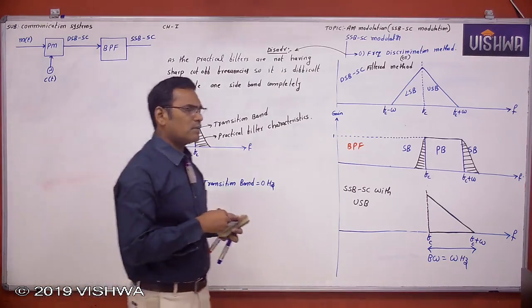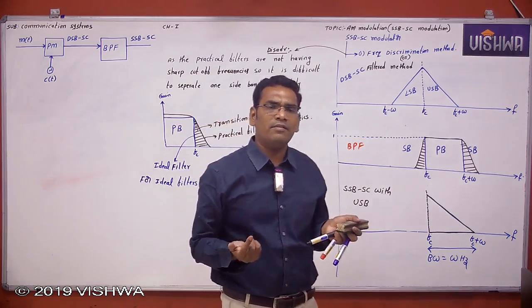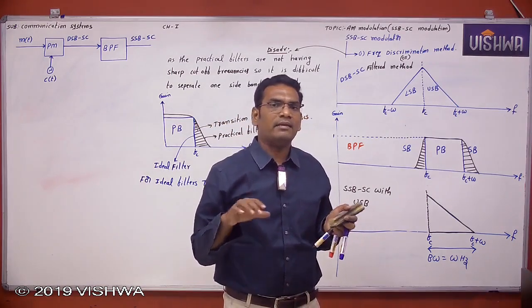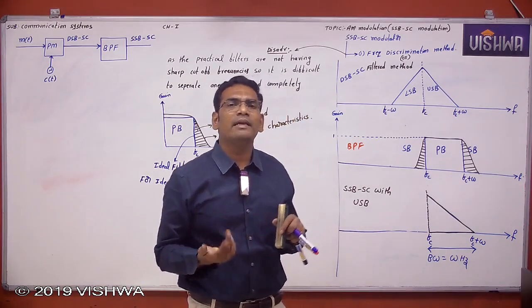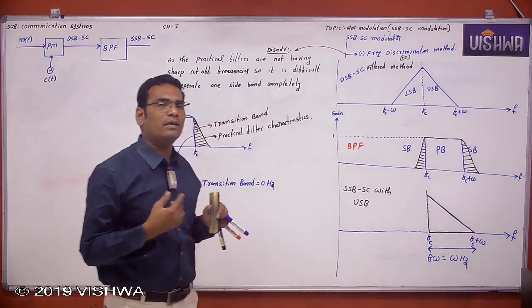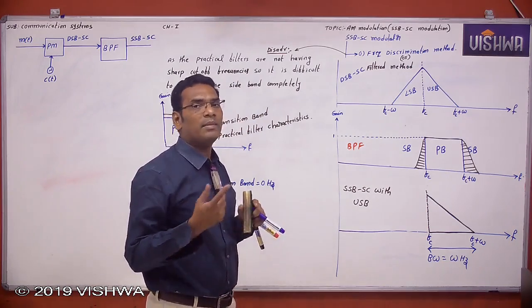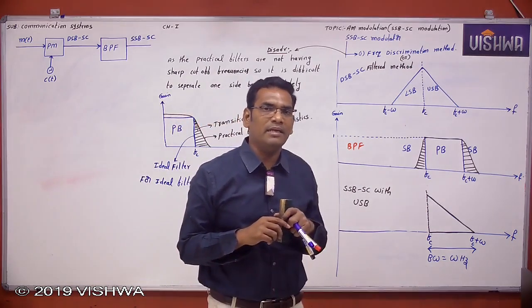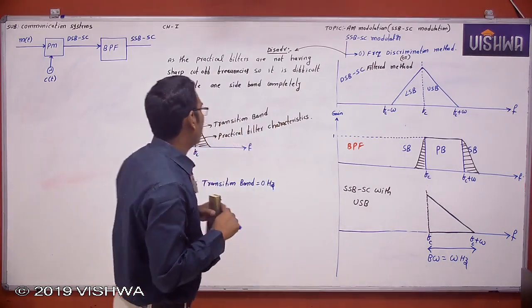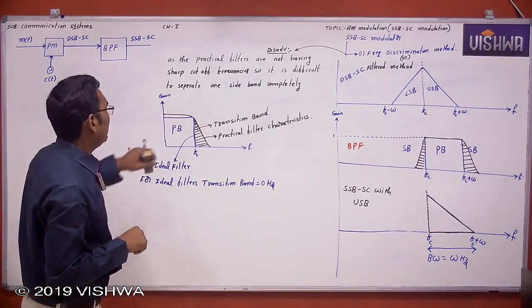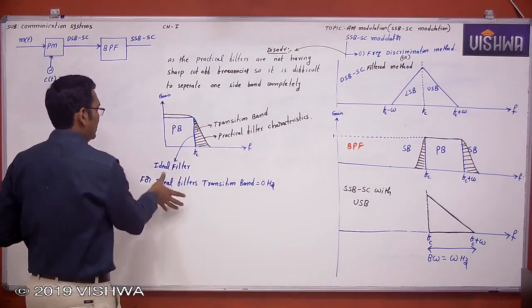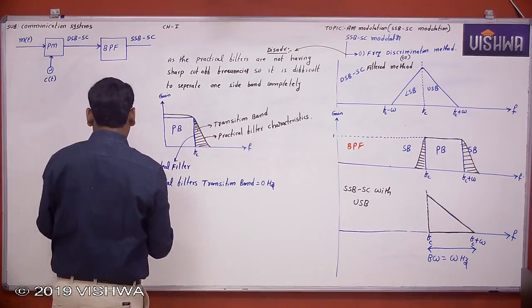Students are asking, sir, if it is a disadvantage of practical filters, then go for any other alternate method. Yes, there is another method available for the generation of an SSB-SC signal. The other method is the phase discrimination method. So this is the practical and ideal filter characteristics. The ideal one does not exist, and the practical one exists.